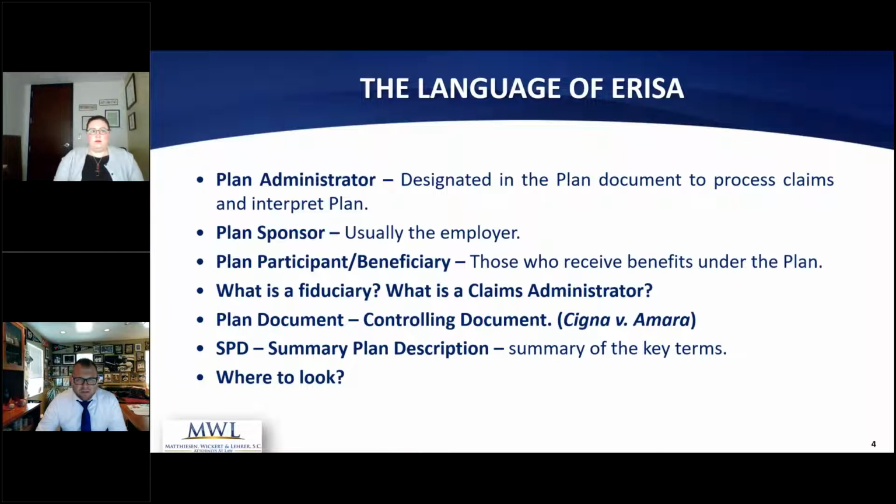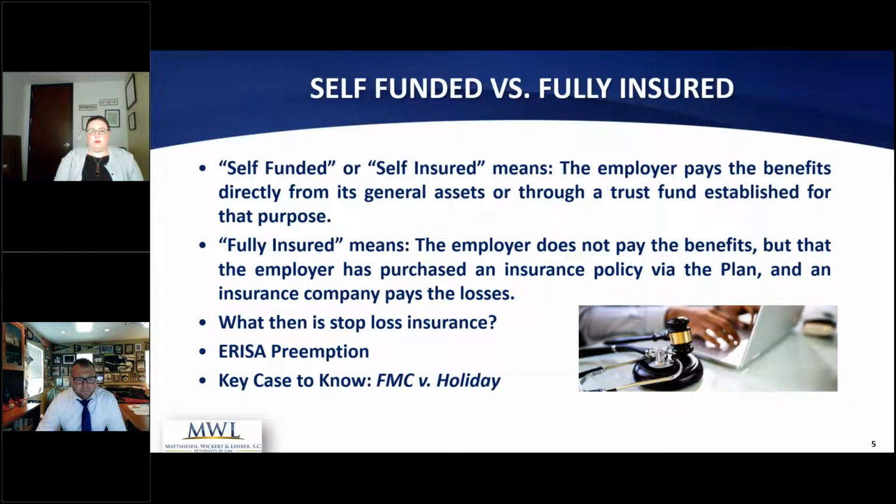Next, the key terms are self-funded versus fully insured. There are essentially two types of ERISA groups, fully insured and self-funded. A fully insured group purchases insurance through a company like Anthem or United Healthcare or any of the other big insurance companies, while a self-funded group funds the benefits and pays for the employee healthcare out of its own general assets or out of a trust that it's funded by its own contributions.